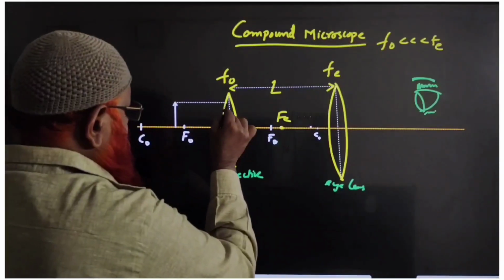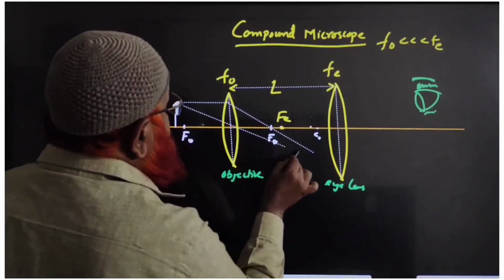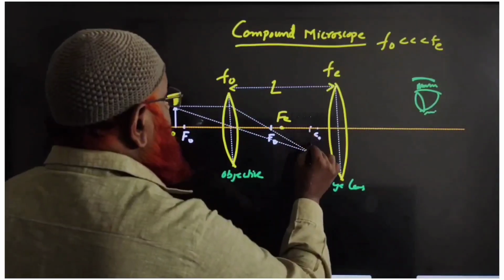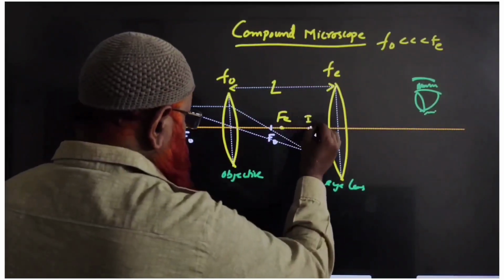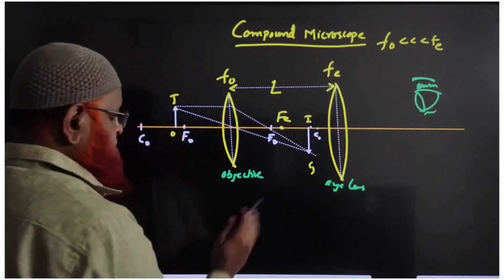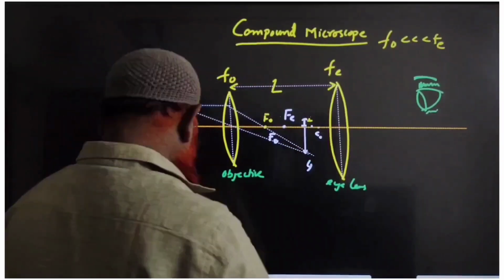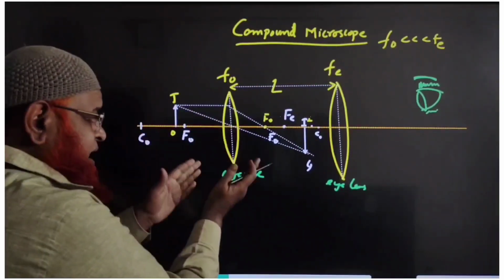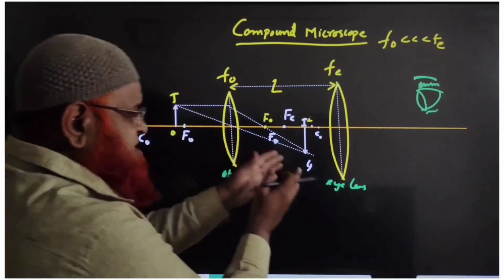One parallel ray of light passes through the focal point. Another light ray passes through the optic center. They will meet somewhere here, so you are getting the image at this place. The object placed at the objective between the principal focus and the center of curvature gives an image at this place.